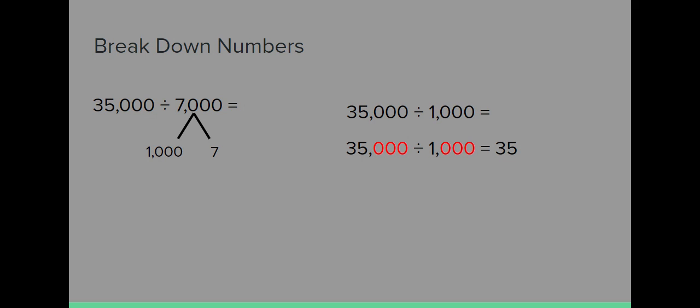So let's try that again with this problem. 35,000 divided by 7,000. Again, I need to break down that 7,000 into 1,000 multiplied by 7. I'm then going to take my 35,000 and divide it by the 1,000 that I broke down. If I remove all of those place values, that gets me to an answer of 35. I can then take 35 and divide it by that last 7, giving me an answer of 5. So what I'm doing, boys and girls, is I'm breaking down my problem to get my numbers smaller to make them easier to work with.